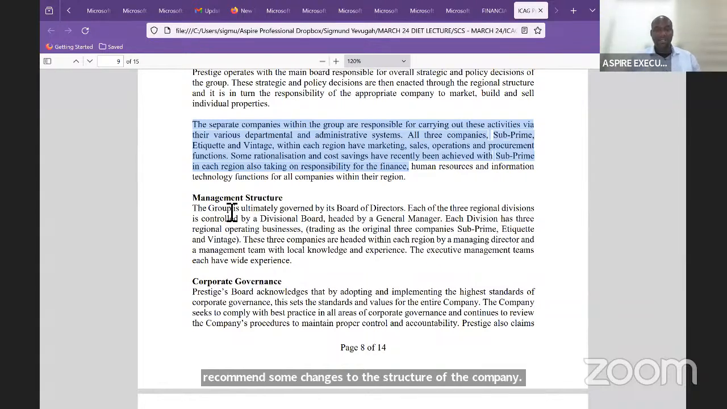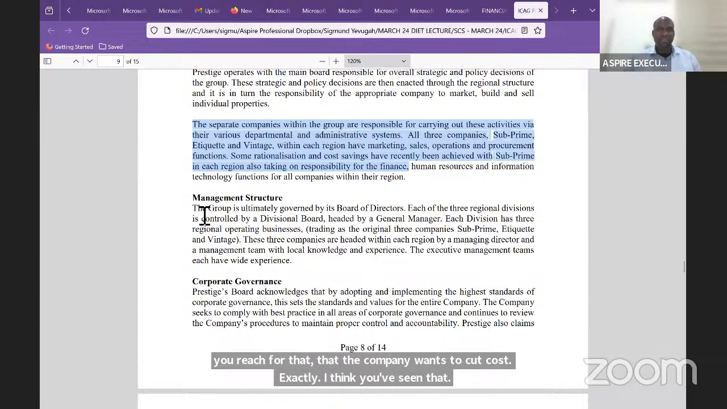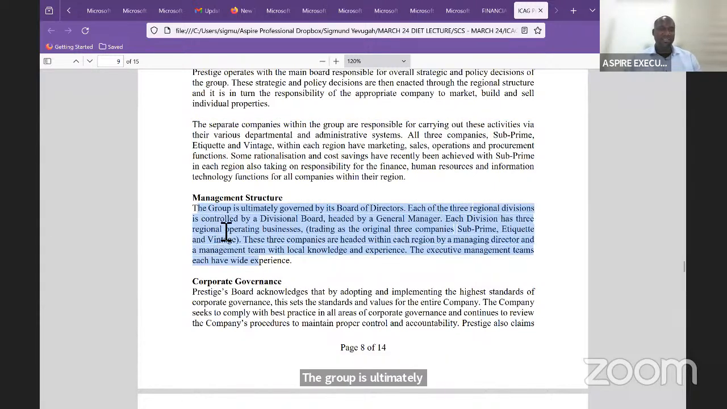If you read further, you are told that the company wants to cut costs. I think you've seen that. The group is ultimately governed by the board of directors. Each of the three regional divisions is controlled by the divisional board, headed by a general manager. And each division has three regional operating businesses, trading as the original three companies. That is Subprime, Etiquette, and Vintage.